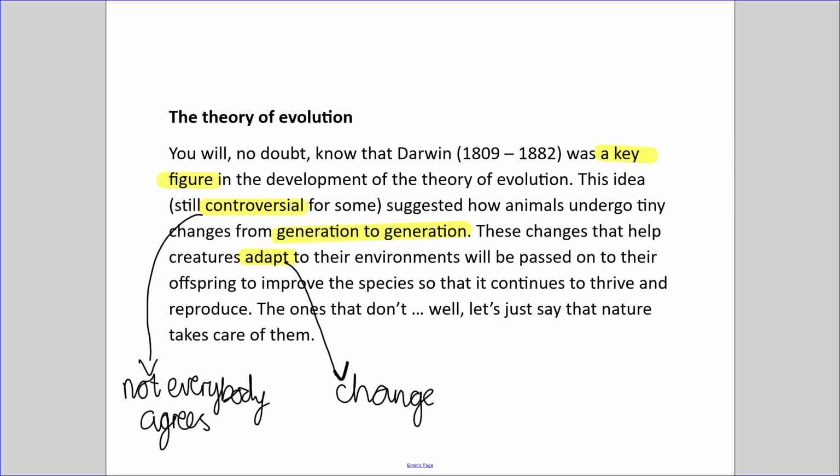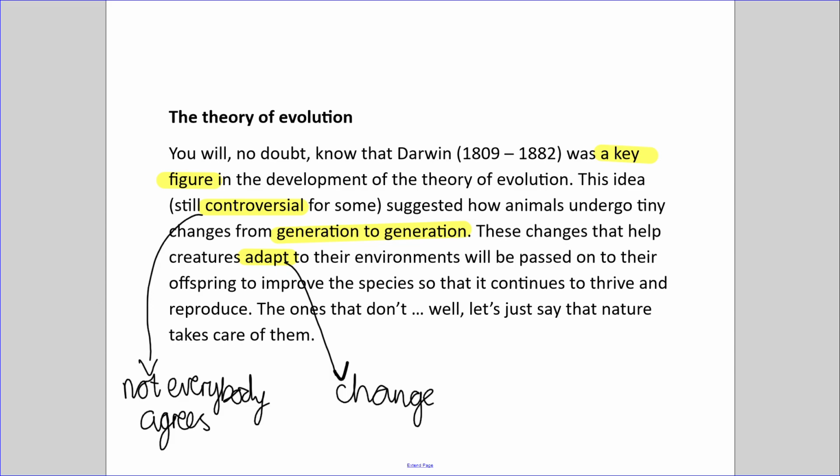So they're having to change. Okay, so they're having to change with their environment. So the places that they live to make sure that they can survive, to make sure that they can do really well. And they'll be passed on to their offspring. Now, who might their offspring be? If they're passing it on, could they pass it on to their mums and dads? Would that work? Who might they pass it on to? I don't think it would be their mums and dads. To improve the species so it continues to thrive and reproduce.